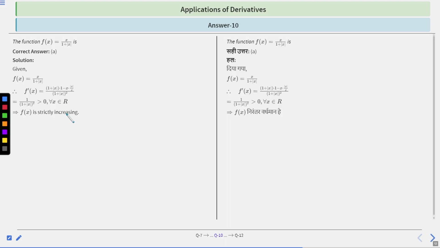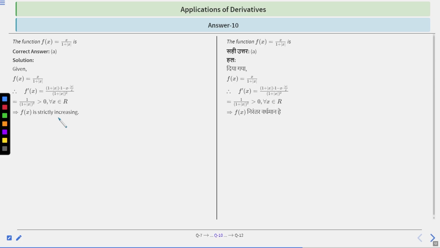You can apply the piecewise function also, right? But if you apply it like this, you can keep in mind that the differentiation of mod x is mod x upon x. Now this x and x will cancel out. You will be left with 1 plus mod x minus mod x, and mod x will be cancelled out. So you're left with, in the denominator, 1 plus mod x square, right? So you're left with 1 upon 1 plus mod x square, which is always greater than 0, right? Whatever will be the value of x, because in the denominator it is mod x, right?